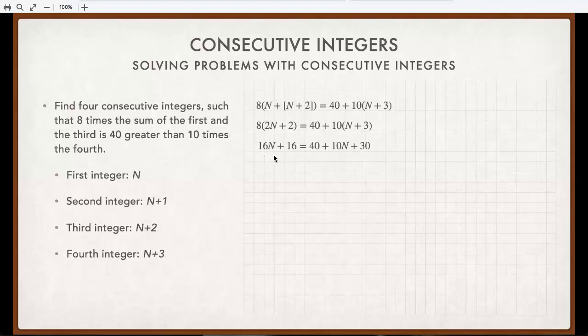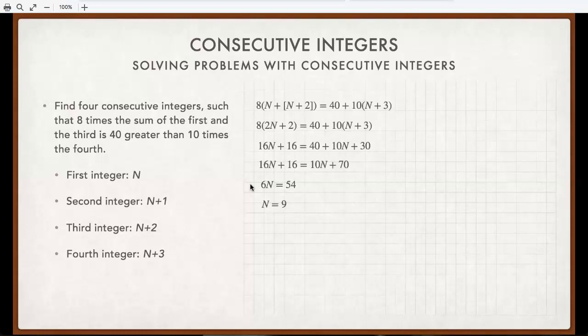Then we can combine like terms inside these parentheses. 8 times (2n plus 2) equals 40 plus 10 times (n plus 3). Distribute, we get 16n plus 16 on the left equals 40 plus 10n plus 30 on the right. We combine our like terms. 16n plus 16 equals 10n plus 70. Move our variables over to the left by subtracting 10n from both sides, and move our constants to the right by subtracting 16 from both sides. We get 6n equals 54. To get n by itself, we divide by 6, and we get that n is equal to 9.